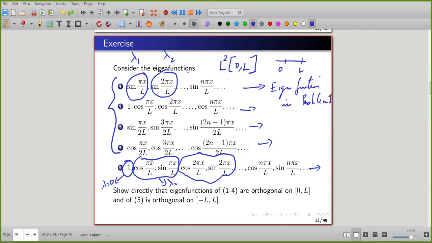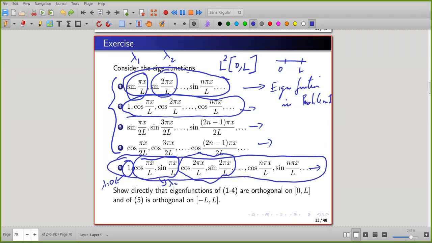So the exercise is, take any two members of this set and view them as elements of L2 0 L, then the inner product is going to be 0. Similarly, take any two elements in this set and treat them as functions on 0 L, then they are going to be orthogonal to each other, and so on. And in the fifth one, we have to view them as elements of L2 minus L comma L. I hope this is clear.